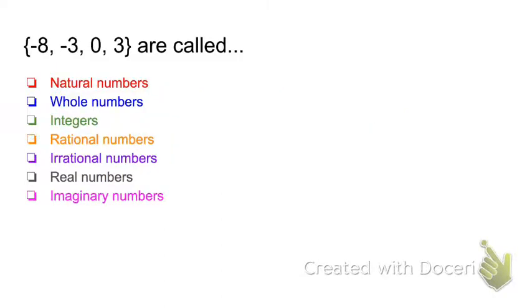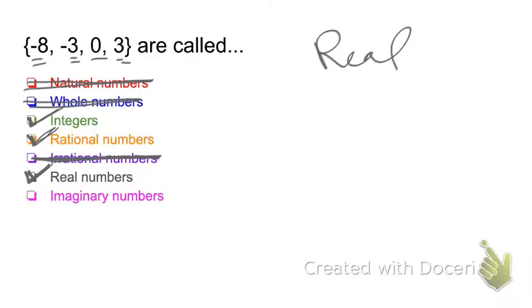How about these? Are these all natural numbers? No. Natural numbers are just counting numbers. Are they all whole numbers? No. Are they all integers? Yes. We have some negative numbers. We have 0. We have positive numbers. All of those are integers. And all of those are rational. But they're not irrational, because irrational are those crazy decimals. But they are all real numbers. Remember, real numbers include your rational and your irrational.